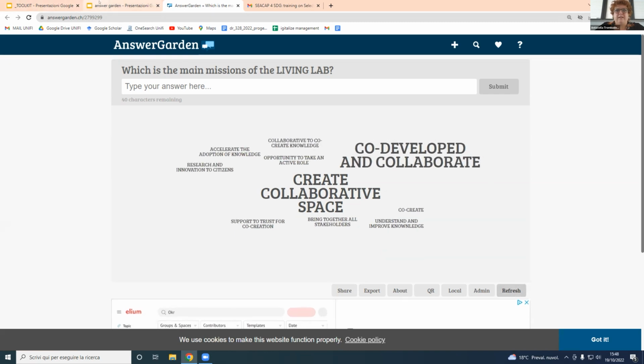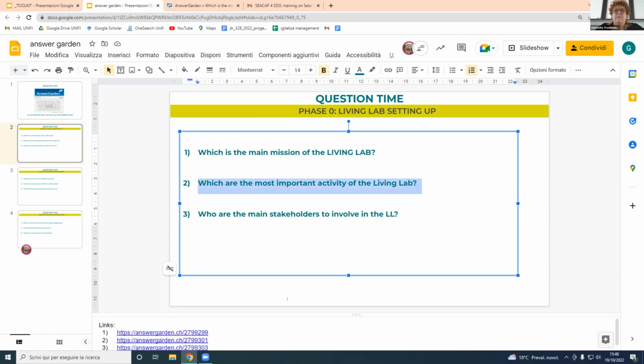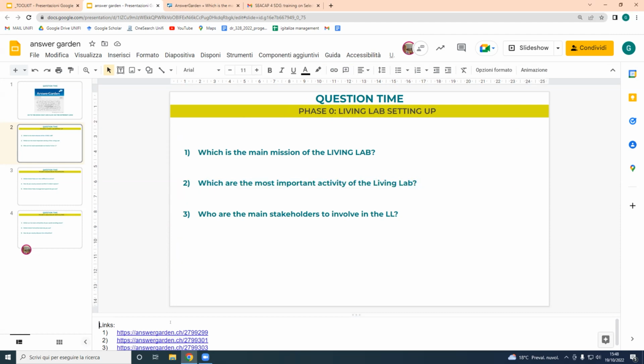Okay. I think we can move to the second question that is very linked and related to the first one: which are the most important activities in the Living Lab? So it is related to the mission. So how can we implement the mission throughout some special activities? There is the link for the second question. Thank you very much.